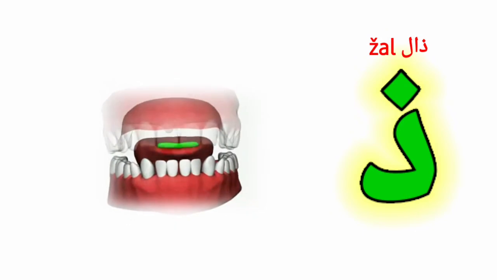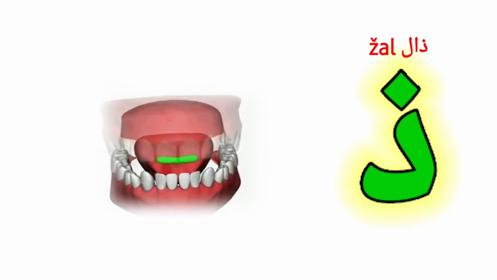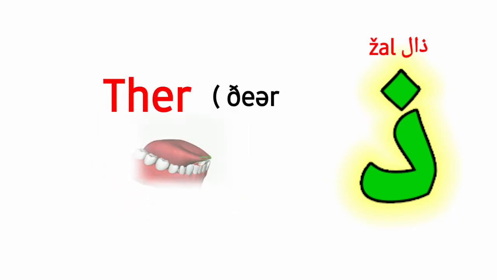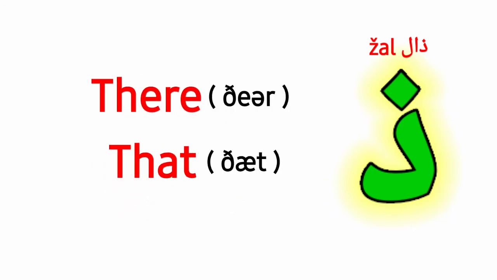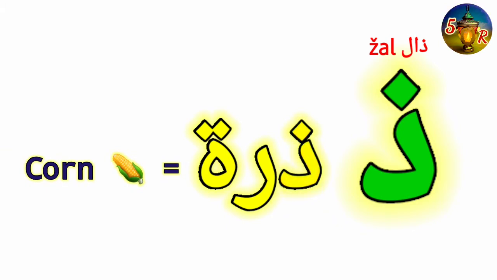Dhal. You see, I have to put my tongue out to pronounce it correct. Dhal. It is the same sound as in English when you say there or that. طيب, أمثلة for dhal. Dhal as in the word dhura. Dhura means corn. Same, it's supposed to have dhamma on the top.